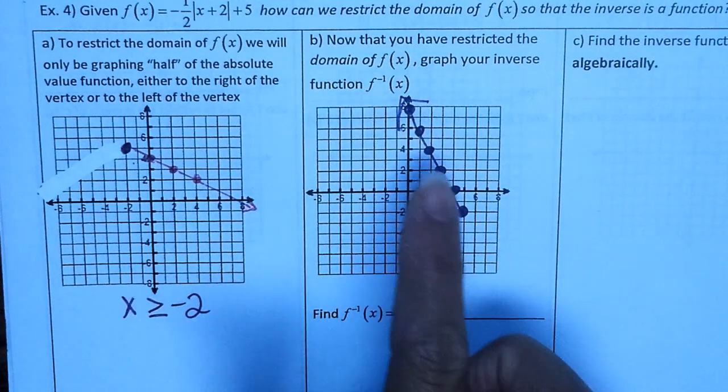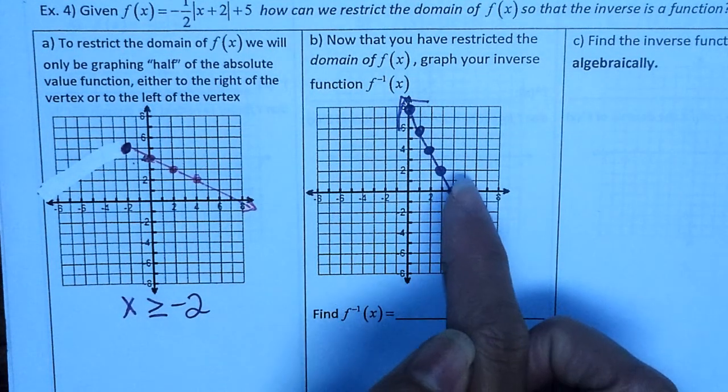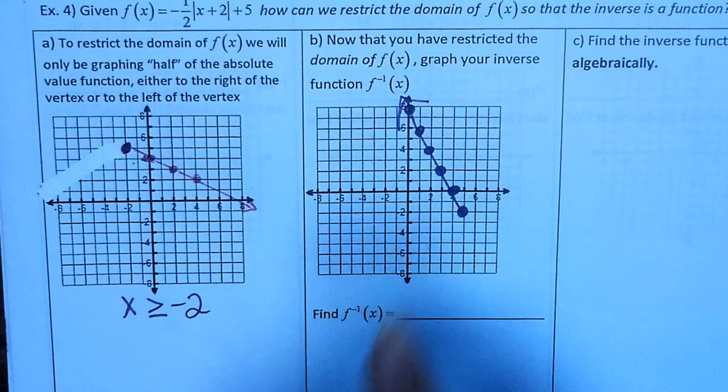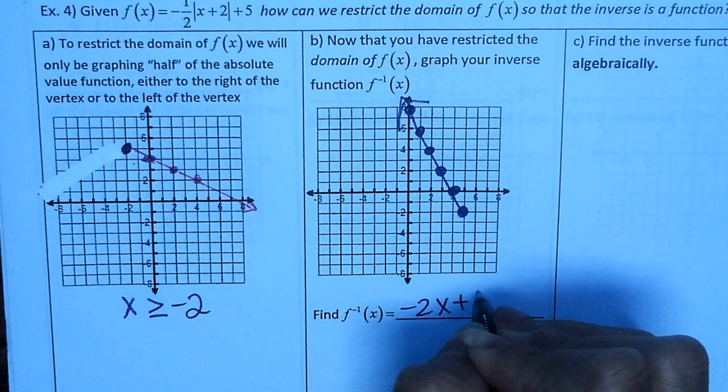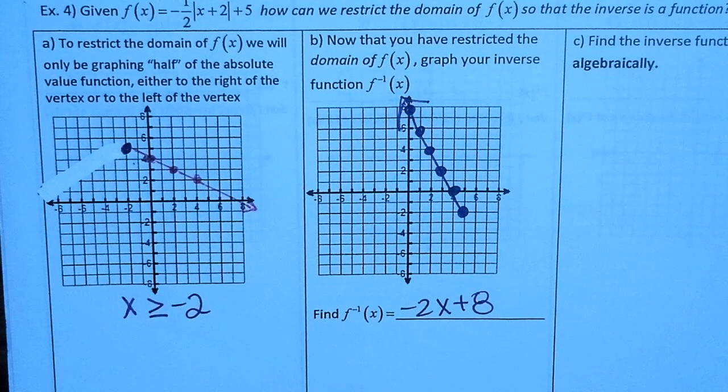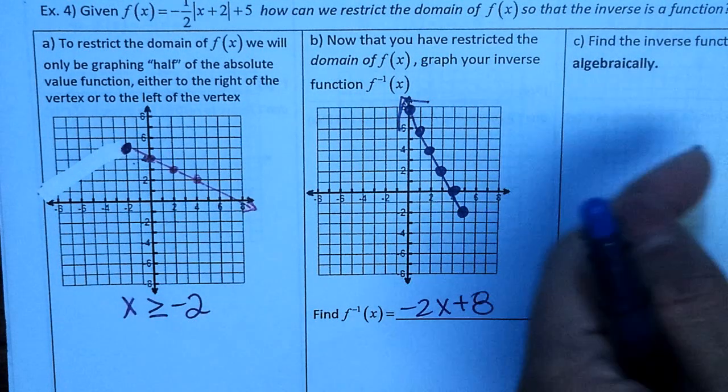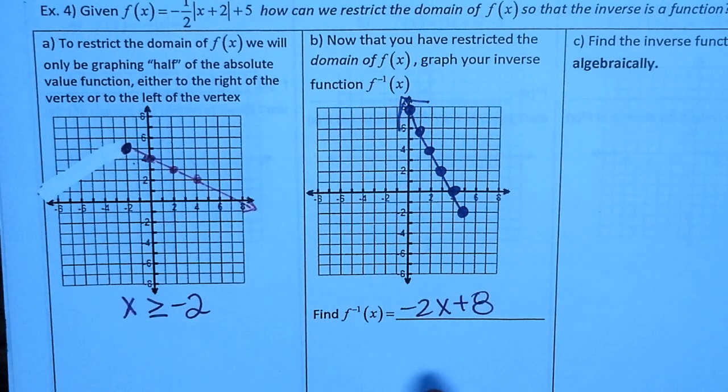So find the slope, which is negative 2, and find the y-intercept, which I believe is 8. So here's my equation, negative 2x plus 8. Which we're going to do again on letter C, but this time do it algebraically. Now we're not done yet.